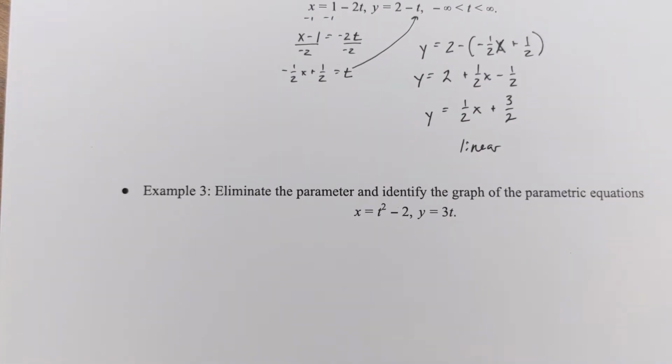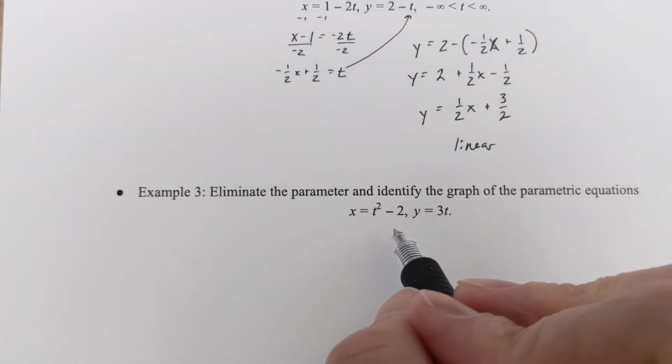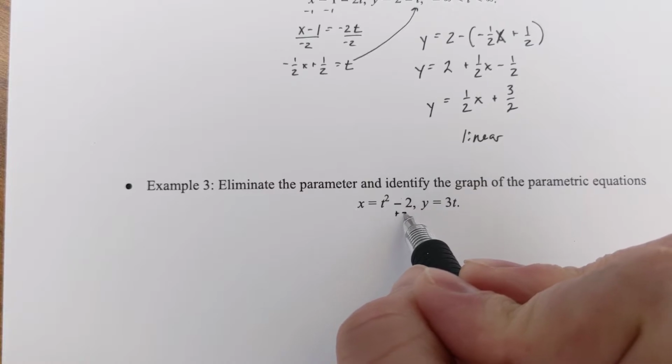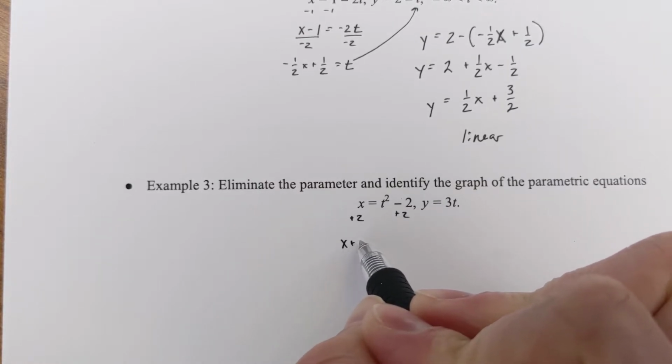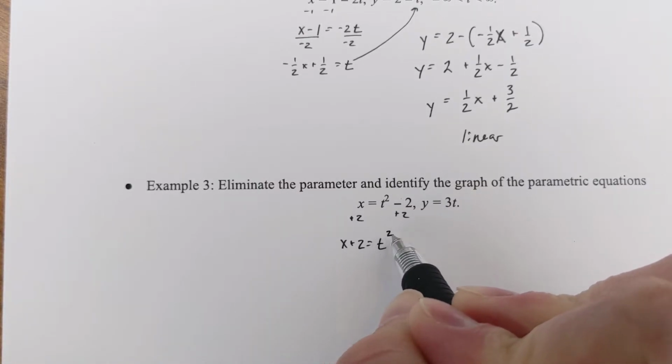All right, so for 3, eliminate the parameter of this stuff. So we're going to take our x equation and solve it for t, so we need to add the 2 across. So x plus 2 is equal to t squared.